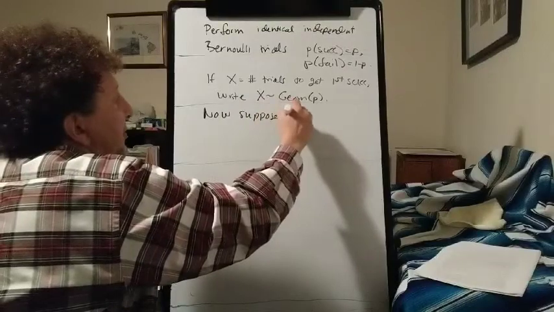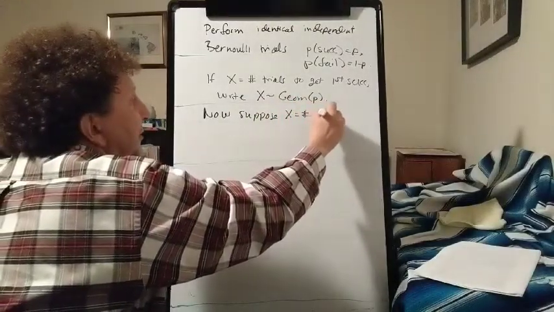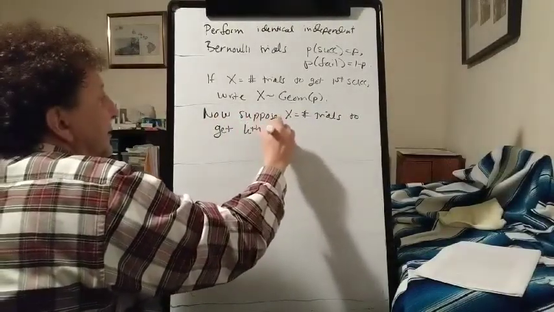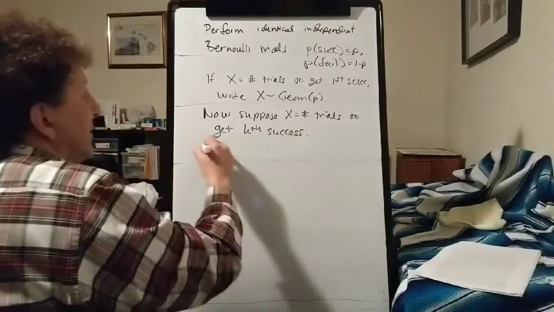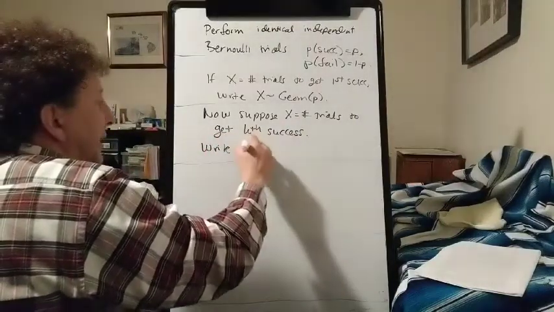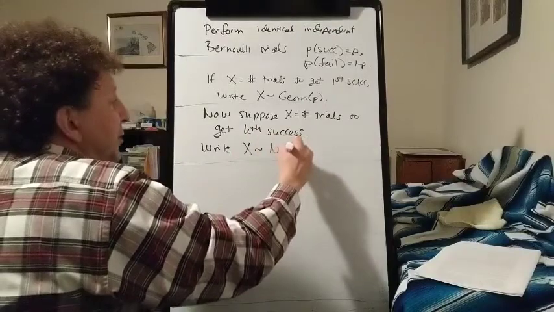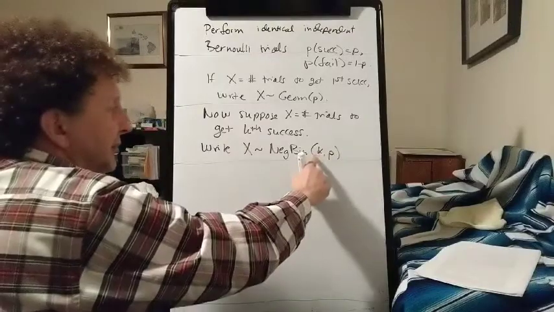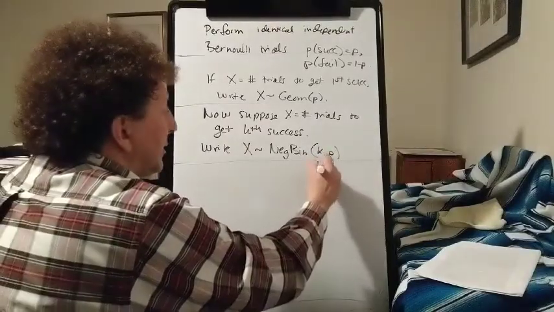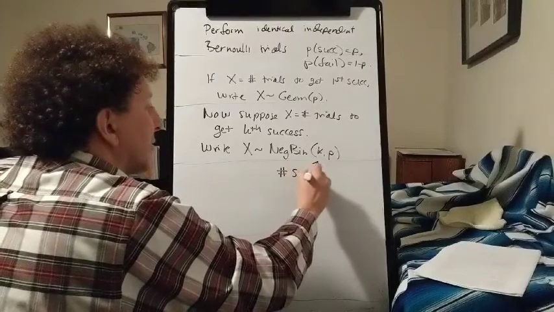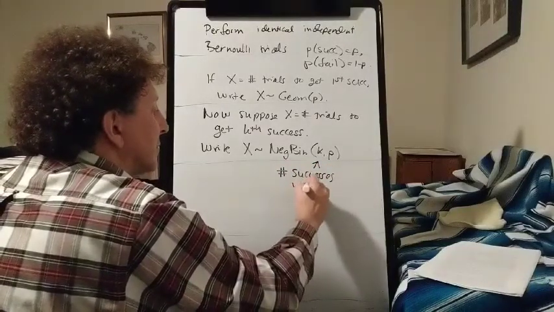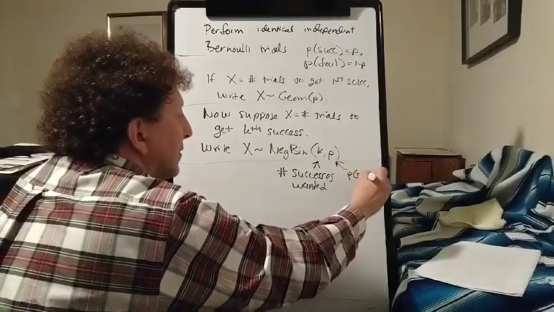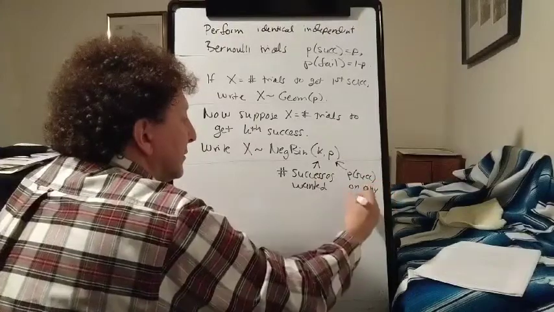So now let's suppose X equals the number of trials to get the kth success. Then we'll write X is a negative binomial random variable with parameters k and p. k, the number of successes we want to see, and p, the probability of success on any trial.